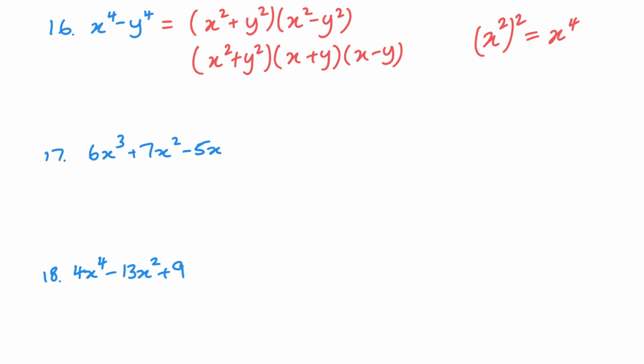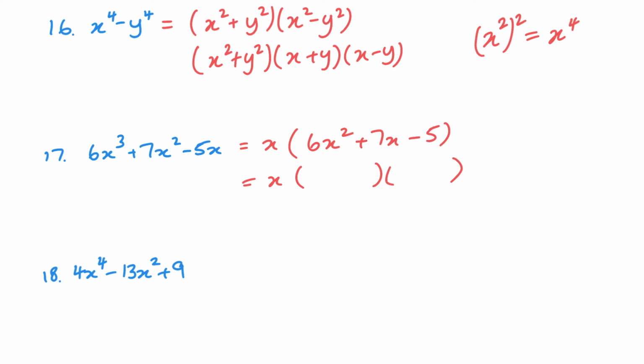Number 17 and 16 as well. These are all exam questions. So look at number 17. You can take the x out first. Just going to pop it here instead. So that leaves me with 6x squared plus 7x minus 5. And then factorising this one.